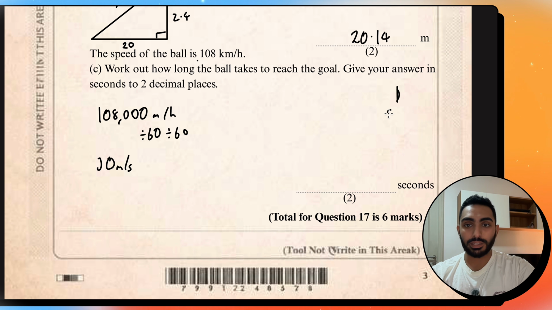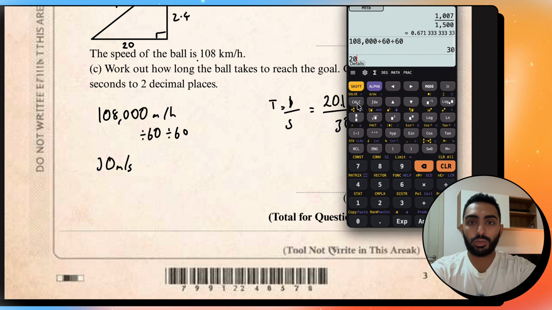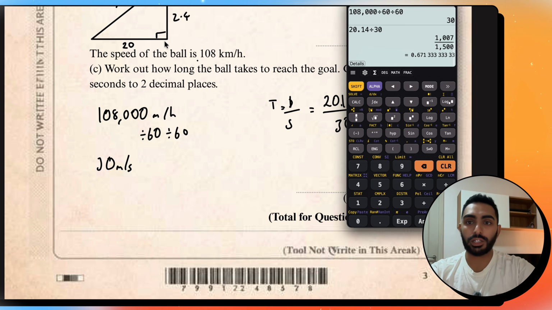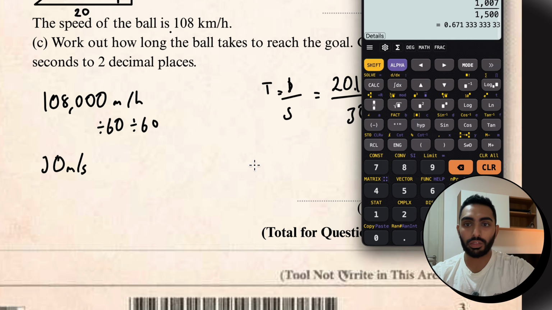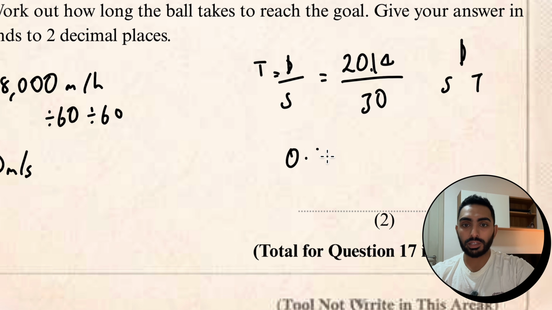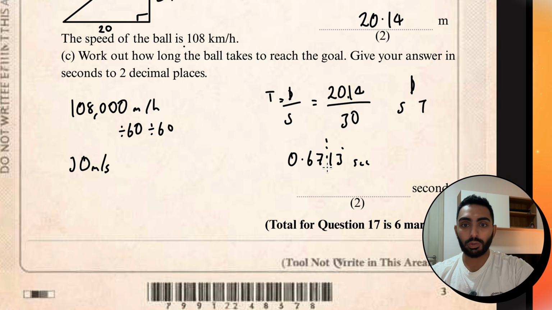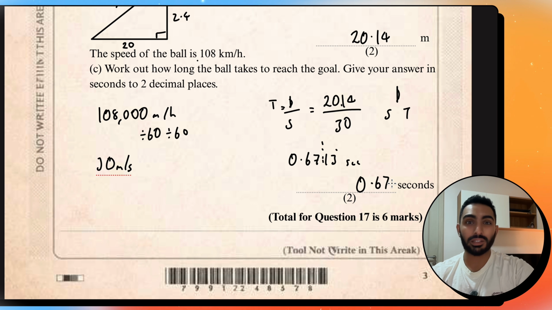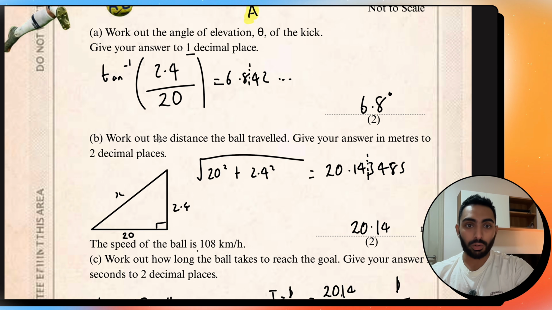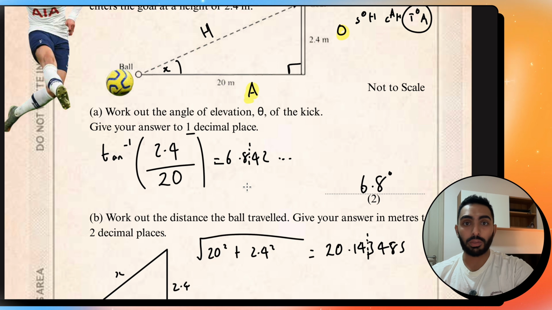We're going to use the distance, speed, time formula now, and we're trying to find the time, which is the distance divided by the speed. It's 20.14 divided by 30, which is 0.671333, 0.6713 recurring, and we want it to two decimal places. We're going to count 1, 2, and it would be 0.67 seconds, and that makes sense. It should take about a second from it to go from Song's boot to the top of the goal.